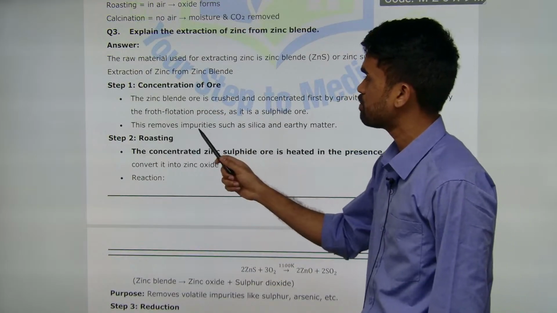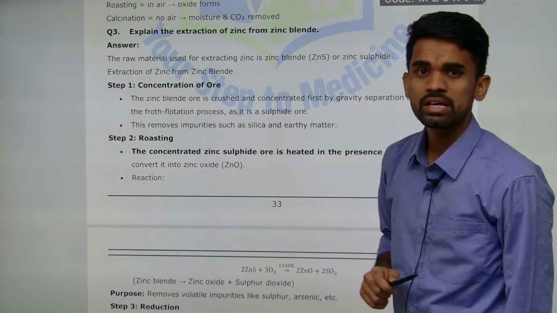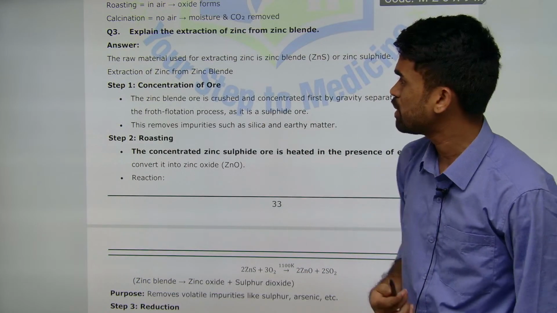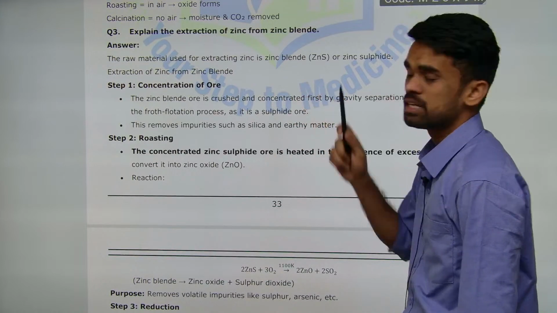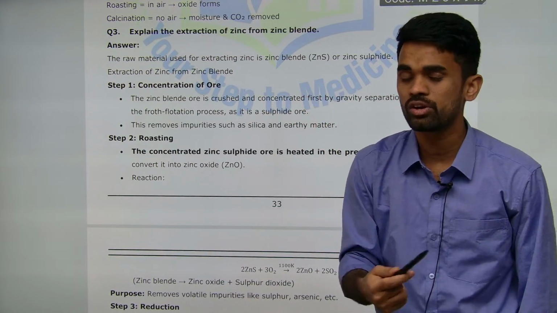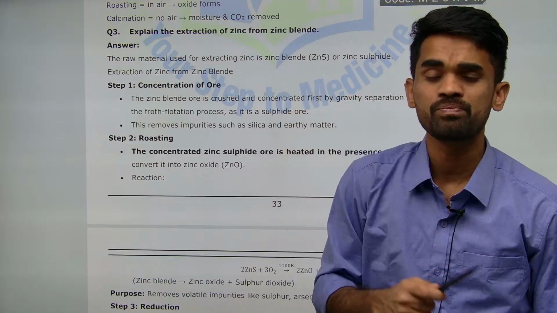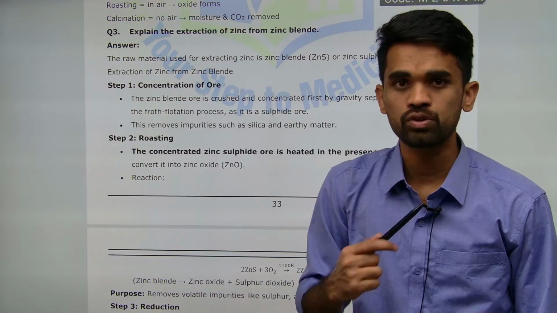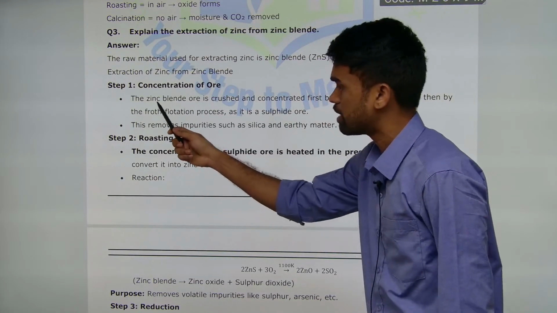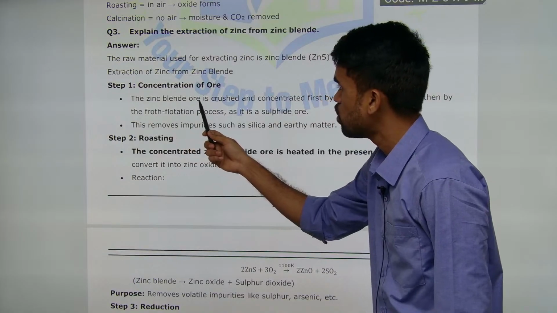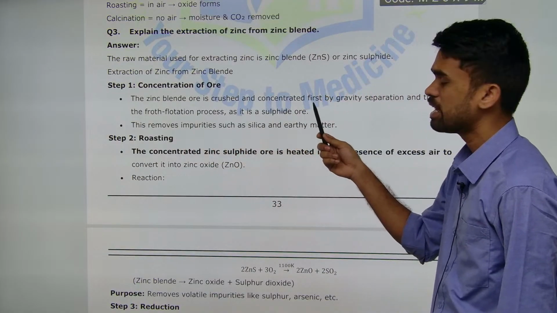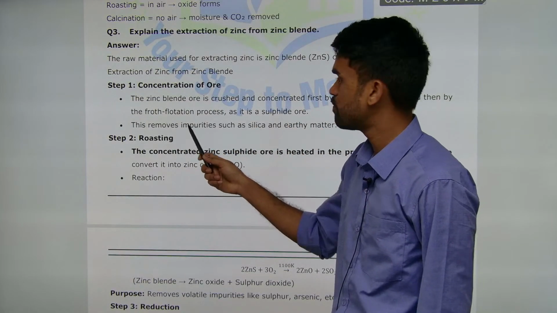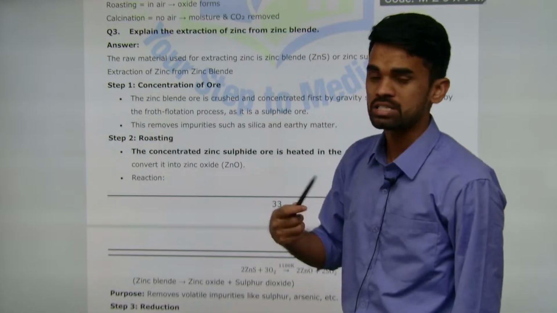First step is concentration of ore. We can do concentration of ore by froth flotation. Why? Because zinc blende is nothing but a sulfide ore, no? We have already learned that whenever there is a sulfide ore, we can concentrate it using froth flotation. The zinc blende, ZnS ore, is crushed and concentrated by gravity separation first, and then by froth flotation.